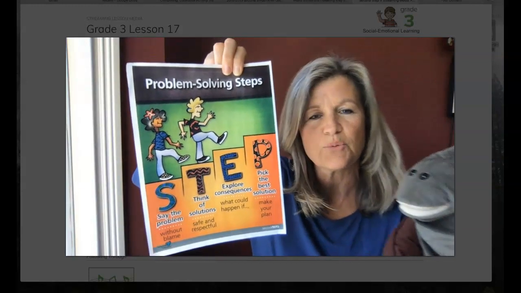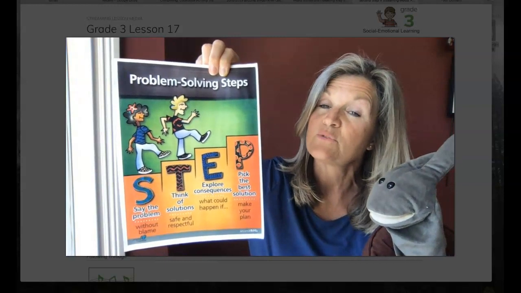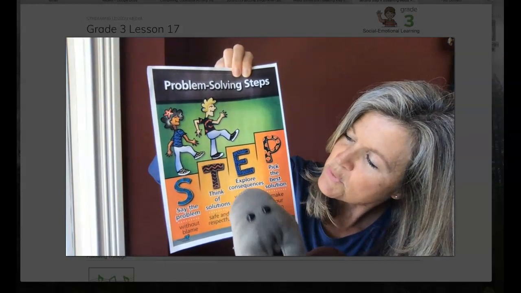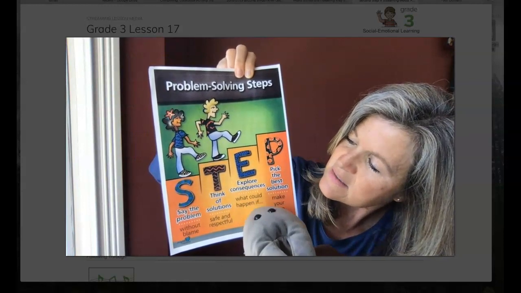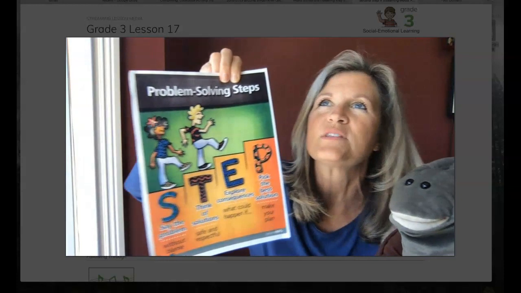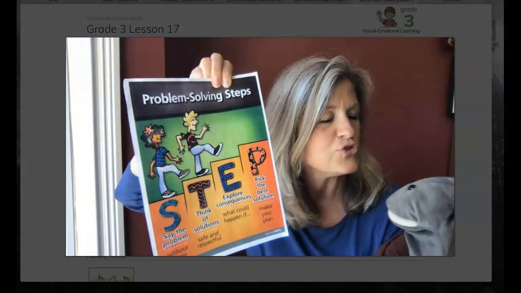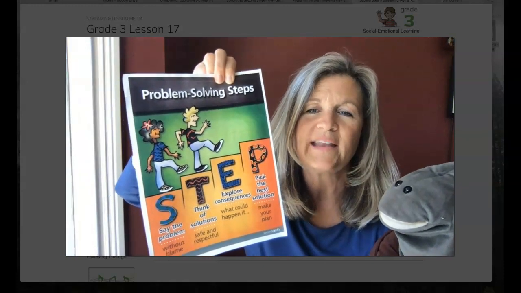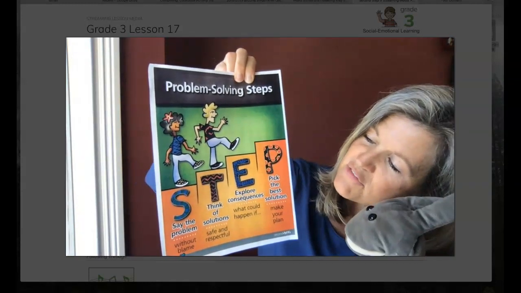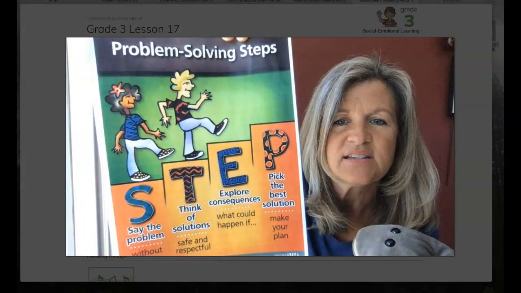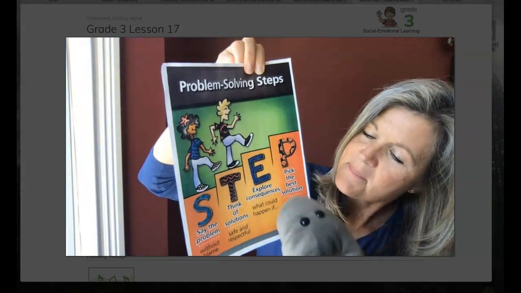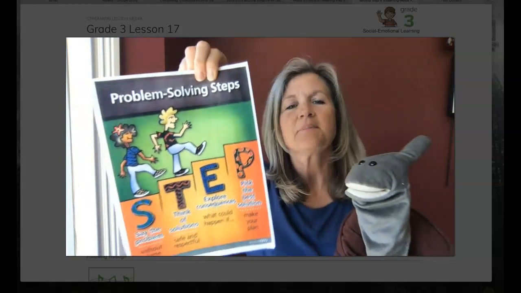So think of a solution to your problem. Make sure that they're safe and respectful. What's the third letter? E. Explore consequences. Consequences. What's that? Well, consequences are the things that happen if you choose something. So it's kind of like what if. So exploring the consequences, what would happen if. And then finally, the last letter is, can you guys see it? The polka dot one? The letter P. Pick the best solution. Right, pick the best solution.